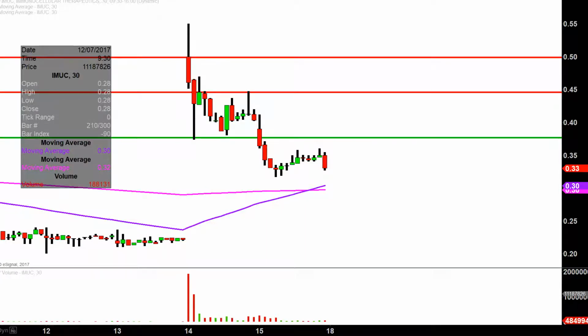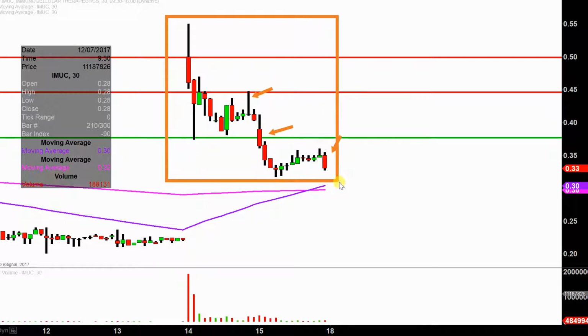Real quick, what do I mean by 30-minute, in case maybe you're new to charts? Instead of each one of these candlesticks here representing 1 day's worth of price action, which is what you would normally see, each one represents 30 minutes. So while this here may look like a few weeks' worth of time, it's actually just the past 2 days broken down into 30-minute time slices.